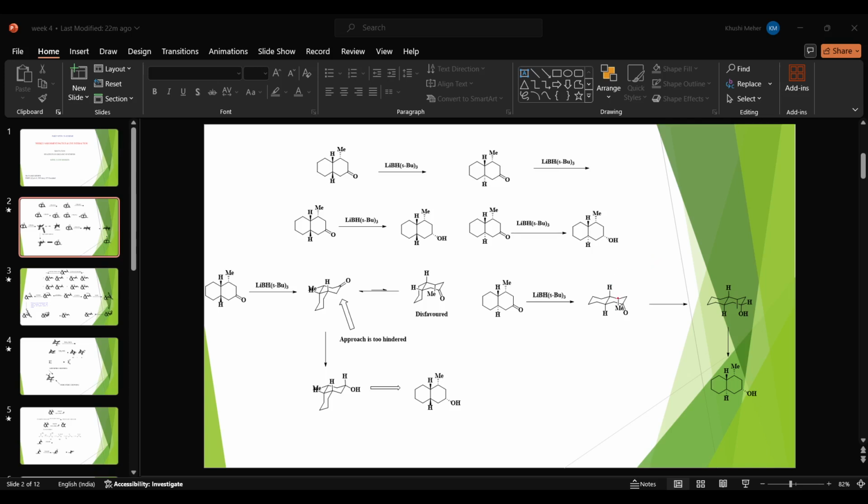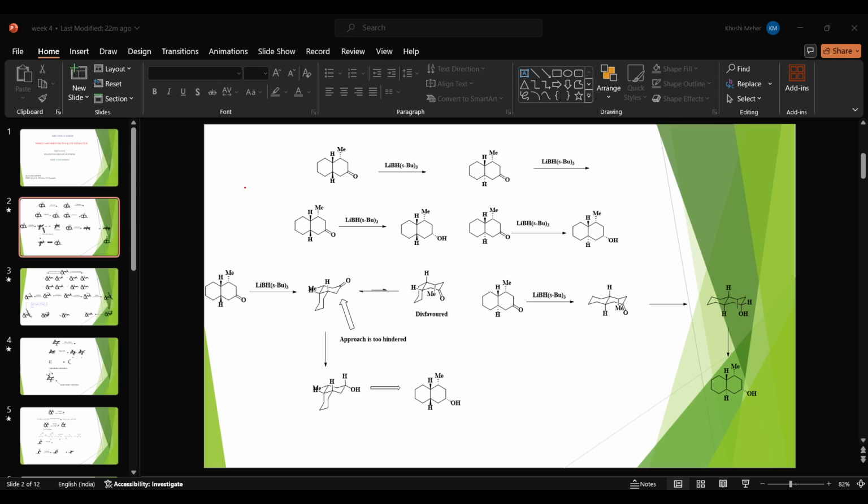This one is axial, this one is equatorial. If it comes from axial, then it will cause steric hindrance with this methyl group. We call this the 1,3 diaxial interaction. But if it comes from equatorial, then we call it the 1,3 gauche interaction. In this particular case, it has to be attacked from the equatorial side and we will get our axial alcohol.